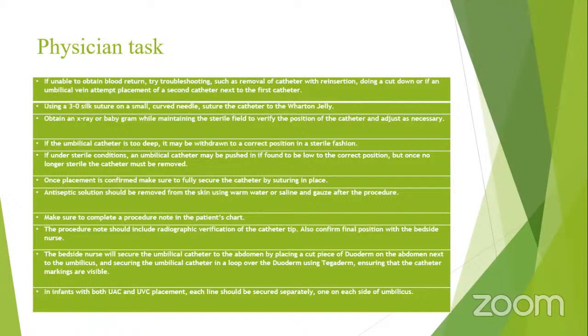The bedside nurse will secure the umbilical catheter to the abdomen by placing a cut piece of Duoderm on the abdomen next to the umbilicus, and securing the umbilical catheter in a loop over the Duoderm using Tegaderm, ensuring that the catheter markings are visible. In infants with both UAC and UVC placements, each line should be secured separately, one on each side of the umbilicus.